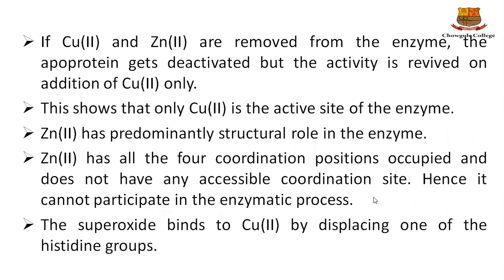If copper and Zn 2+ ions are removed from the enzyme, the apoprotein gets deactivated, but the activity is revived on addition of copper 2+ only. This shows that copper is the active site of the enzyme. Zn ion has a predominantly structural role in the enzyme. Zn has all the four coordination positions occupied and does not have any accessible coordination site. Hence, it cannot participate in the enzymatic process. The superoxide binds to copper by displacing one of the histidine groups.